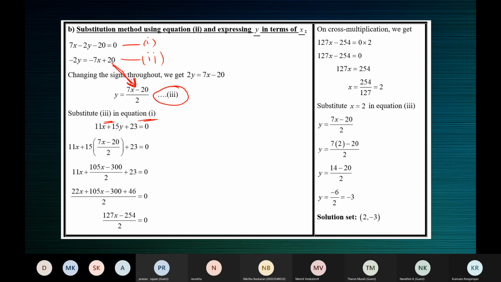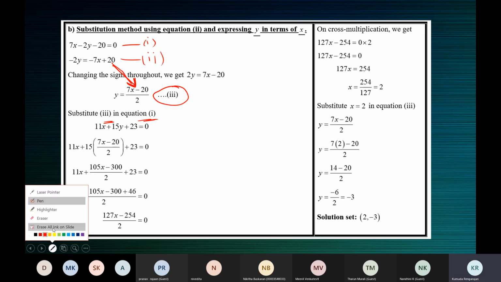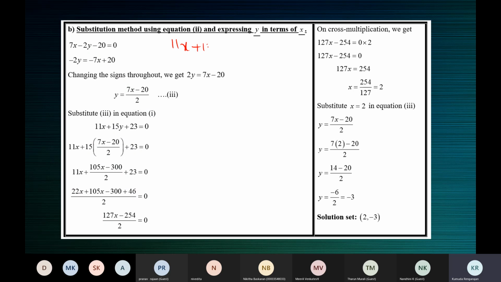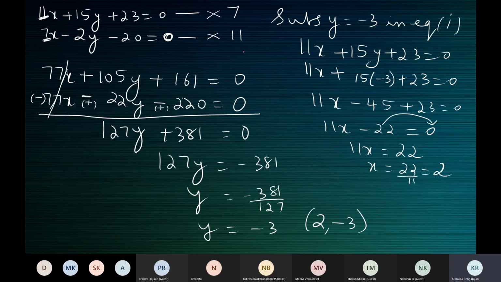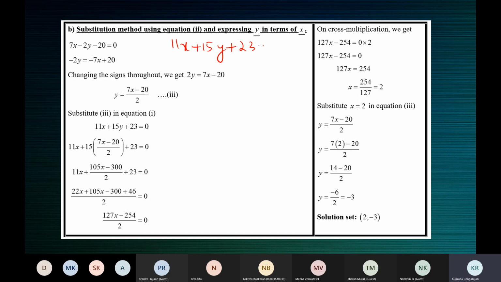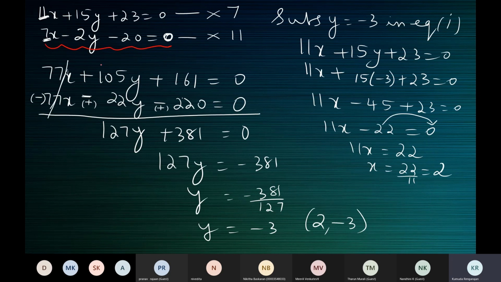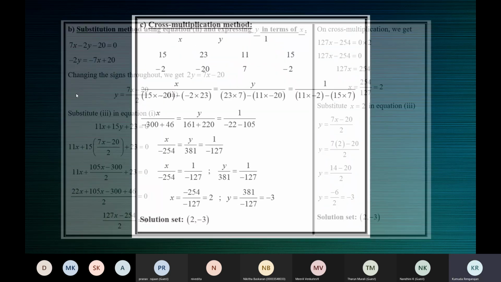Oh, this is not equation 1, I think. I forgot to type that, sorry. Equation 1 is here: 11x plus 15y plus 23 is equal to 0. This is the second equation here, and I've solved it. I did not notice that. I thought this was the second equation. Sorry, children, I hope I didn't confuse you. This is the second equation: 7x minus 2y minus 20 is equal to 0. You can see it here.